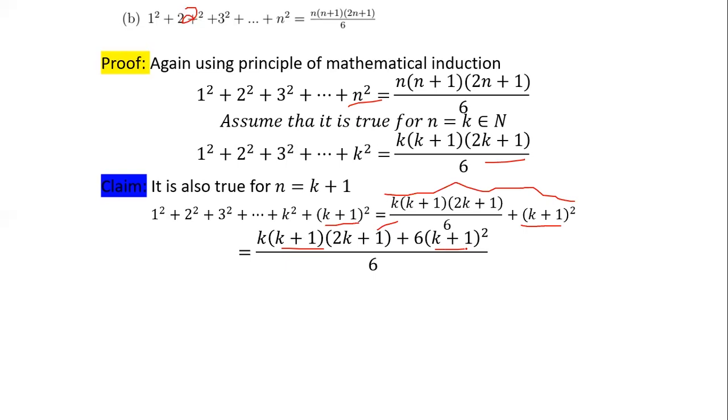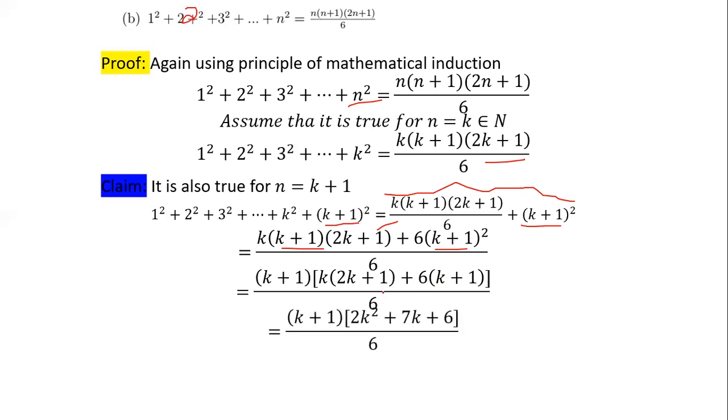We have a common factor that is k plus 1 here. If we factor out this k plus 1 as the common factor, we'll obtain k plus 1 into what's left here, which is only k times twice of k plus 1, and here 6 times k plus 1 will be left. Then when we distribute this over here and multiply this term by 6, we can obtain k plus 1 plus twice of k squared plus 7k plus 6.